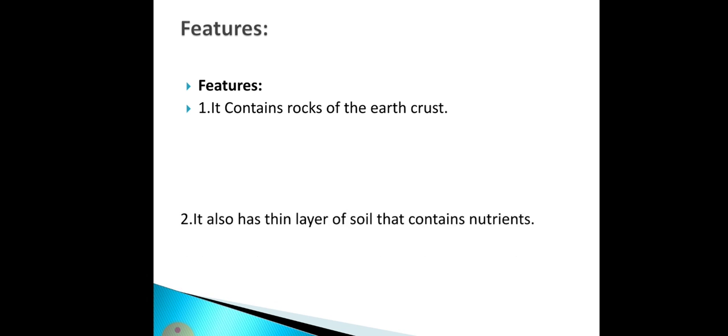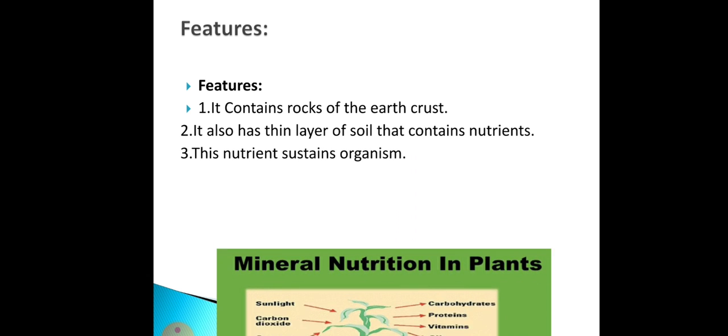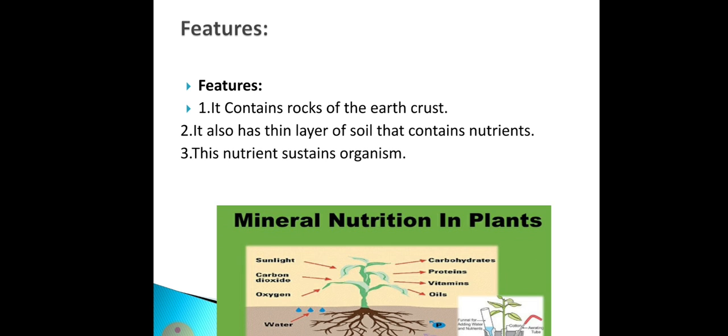Now let us see the features of the lithosphere. It contains rocks on the earth crust, and we also find a thin layer of soil. It also contains nutrients which help organisms. In this picture you can understand how the plants get nutrition from the soil.